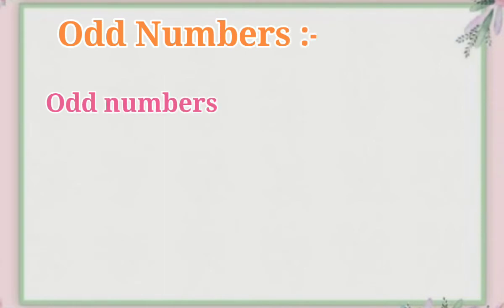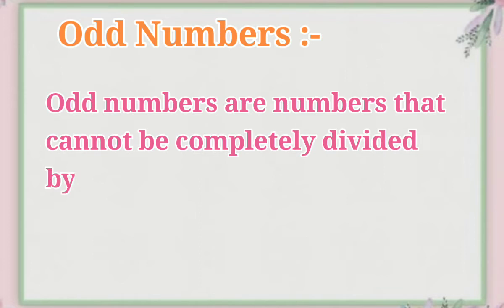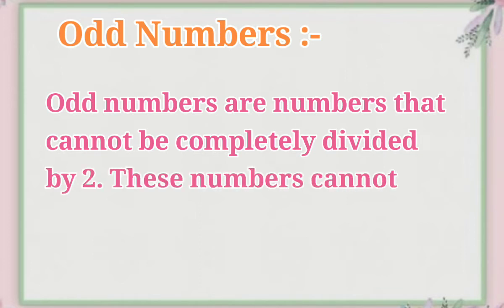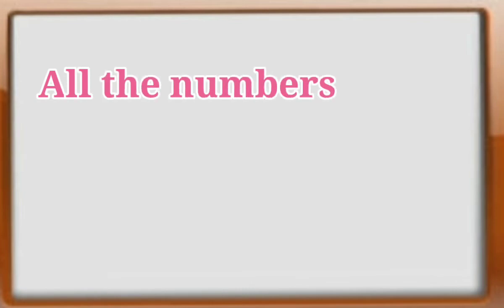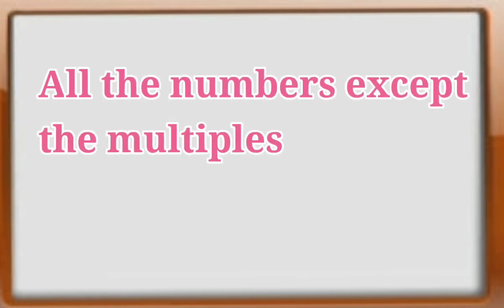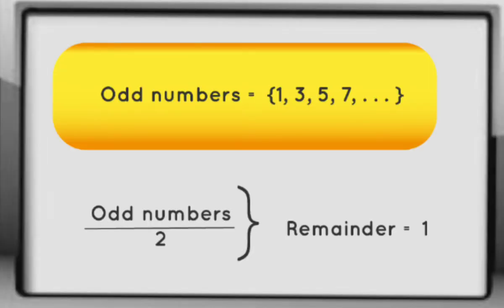Now we know about odd numbers. Odd numbers are those numbers that cannot be completely divided by 2. These numbers cannot be arranged in pairs. All the numbers except the multiples of 2 are odd numbers. For example, odd numbers are 1, 3, 5, 7 and so on. If any number is divided by 2 and the remainder is 1, it is an odd number.